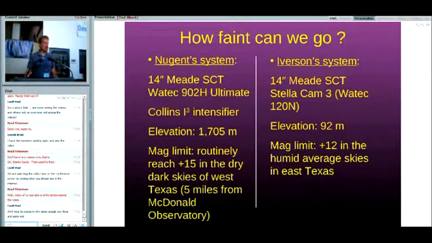I'm at an altitude of 1 mile. I'm in the mountains of West Texas. There's no lights anywhere near the place. I'm 5 miles from McDonald Observatory. You know, it's good enough for them. It's good enough for me.